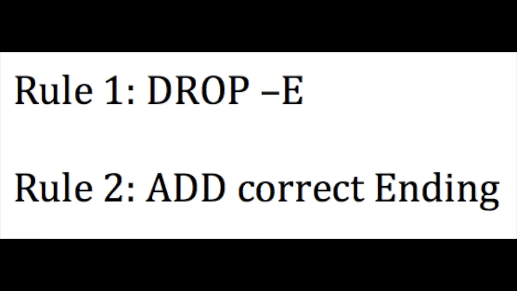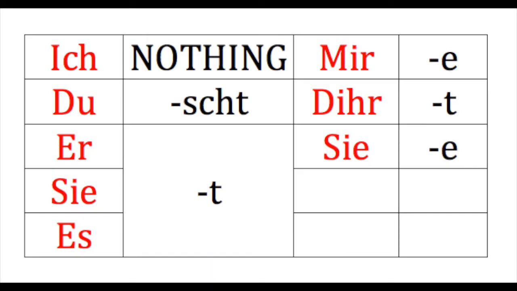Well, what are those endings? Well, if we look at this chart here, I have the pronouns from our last video in red, the ich, du, er, sie, es, mir, dir, and sie. And then in black, I have the endings. So let's look at these. If the subject of your sentence is ich, if you wanted to say I am doing something, I am singing, for example, you would take that verb to sing, singe, drop that E, rule number one. Rule number two, add the correct ending. Well, the ending for ich is nothing, meaning you don't add anything. Singe, drop the E, would just be sing, S-I-N-G.